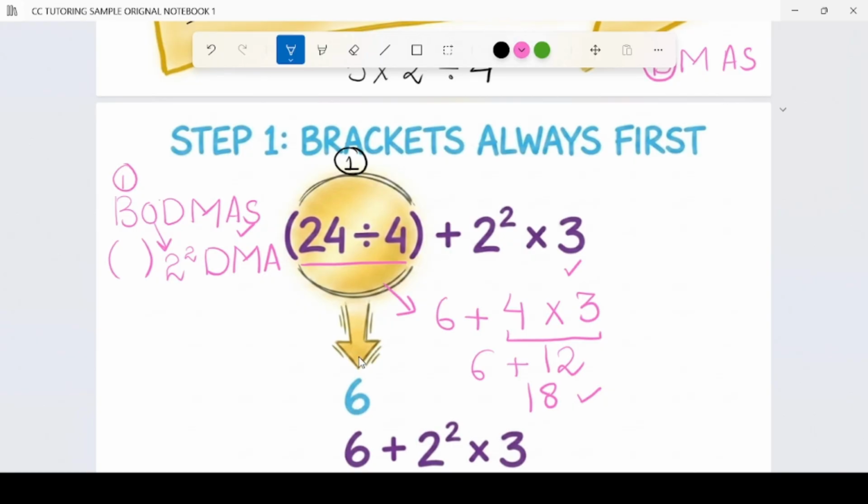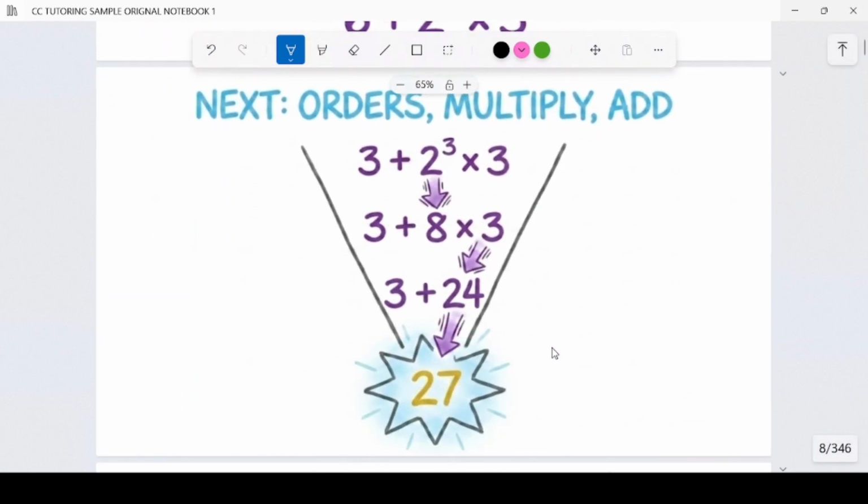The only thing I'm saying is that if you have an equation and you are not following the rule of BODMAS, you'll end up with the wrong answer. So the answer for this is 18. Now moving forward. In this situation, we know BODMAS. According to BODMAS, how many operations do we have? We have the addition operation, the multiplication operation, and the order operation.